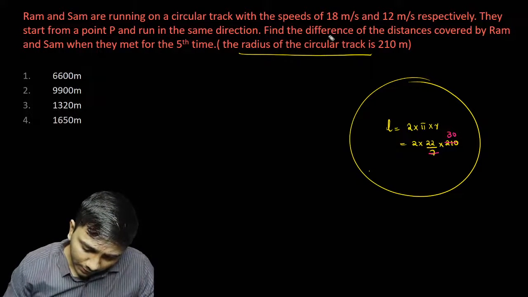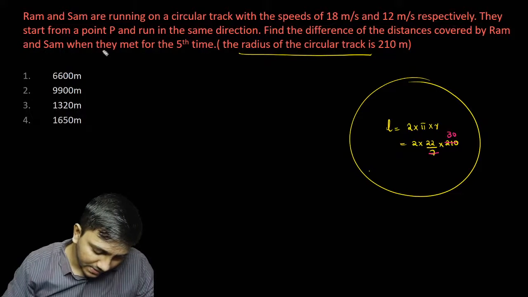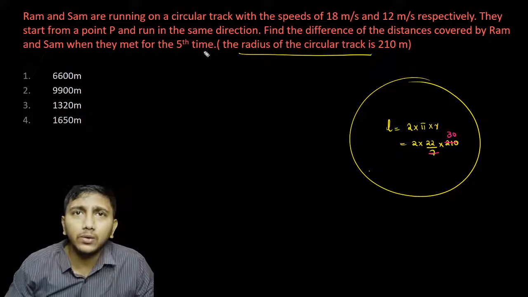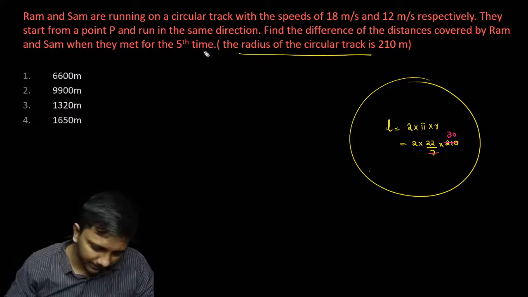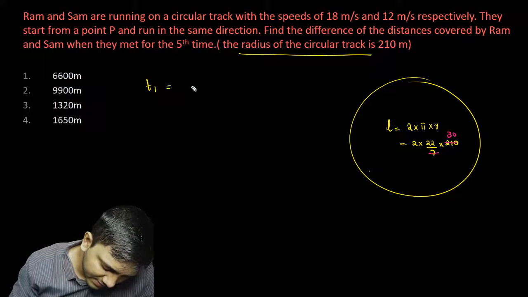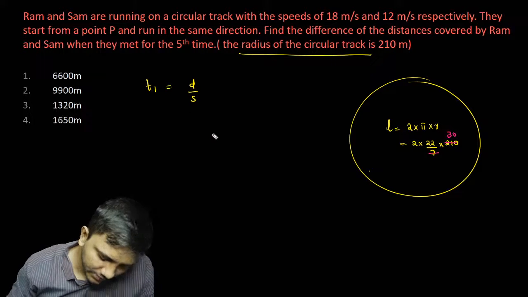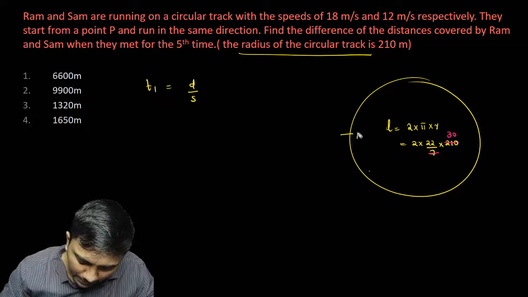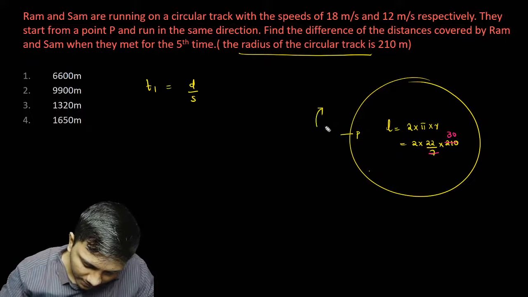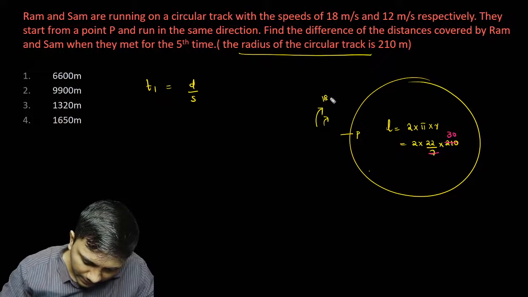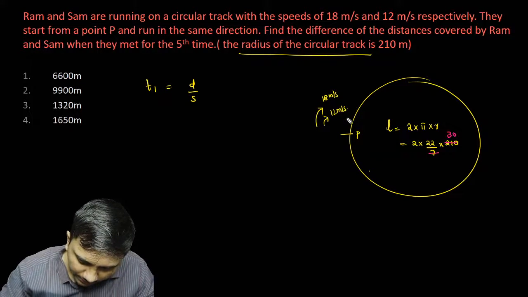We have to find out the difference in the distances covered by Ram and Sam when they met for the 5th time. First let me find out how long they will take to meet for the first time. Time taken is generally what? Distance by speed. Now here we have two moving bodies. Let's say this is a point P where two of them are moving in the same direction. One is going at 18 meters per second. The other one is going at 12 meters per second.